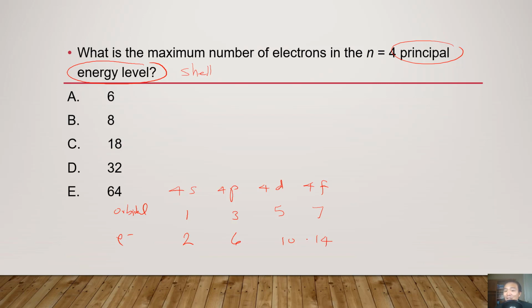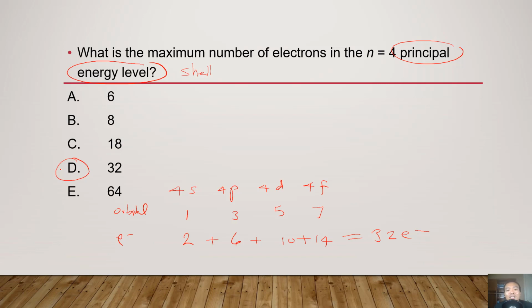How many total electrons can you take in shell number 4? You would have to add all electrons together. When you add this together, how many electrons can you take? This will give you 32 electrons. Okay, so that's actually what you see over here.